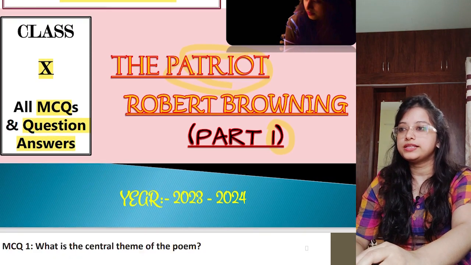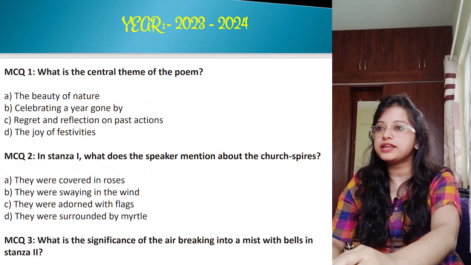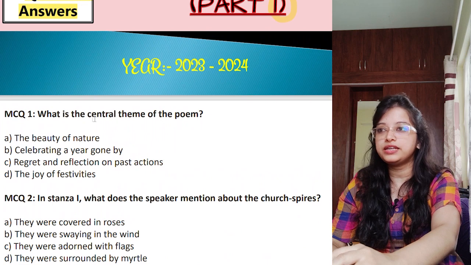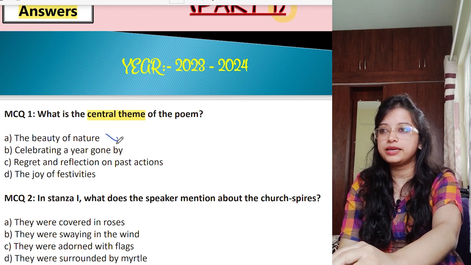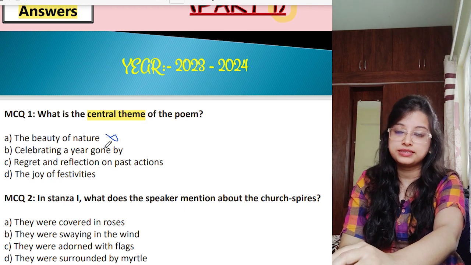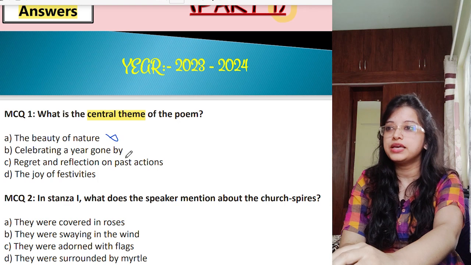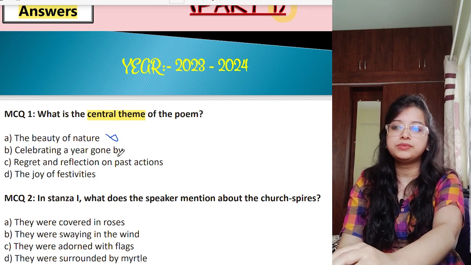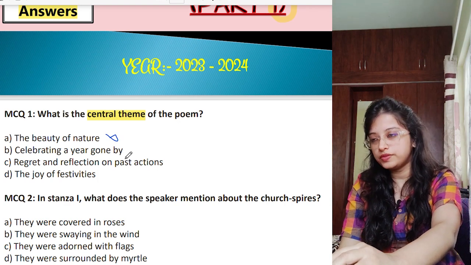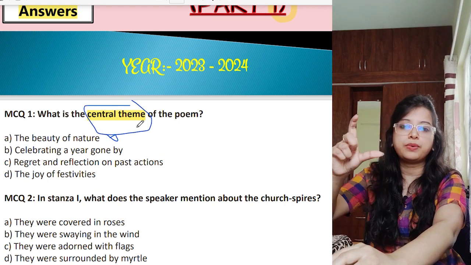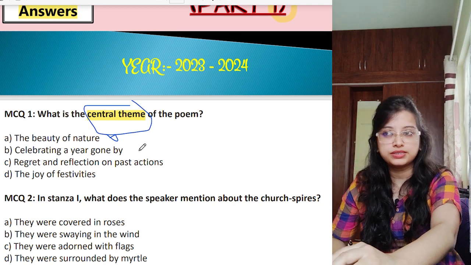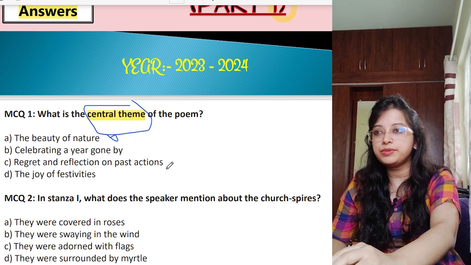Okay, so let's start. First one: what is the central theme of the poem? Very, very important question. Is it the beauty of nature? No, nature and the beauty of the day are described, but that is not the main theme. Celebrating a year gone by, that means a year already over? Regret and reflection on past action? The central theme is asked. It is not that you tell me the theme from the first stanza. So this can be a better option.